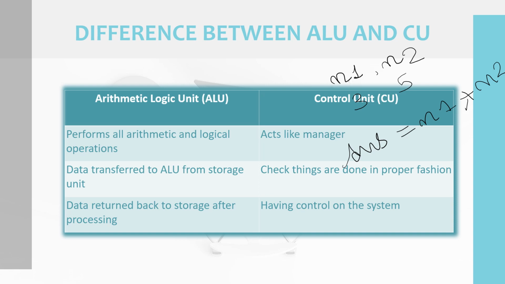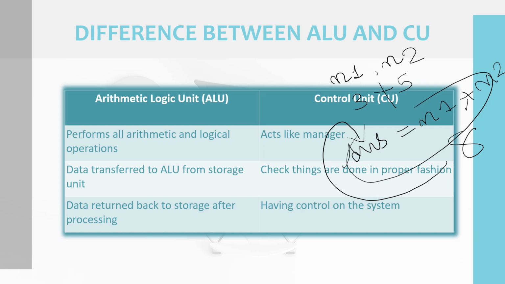Now what will happen when this instruction gets executed? At that time the data from n1 and n2 will be fetched, and it will go to the ALU. ALU performs the mathematical operation like 5 plus 3, so it will get the 8, and this 8 will again be stored in the ALU's variable. So this thing will be done by the ALU.